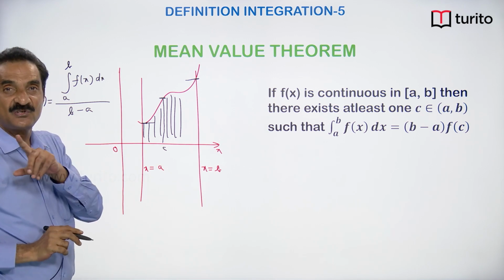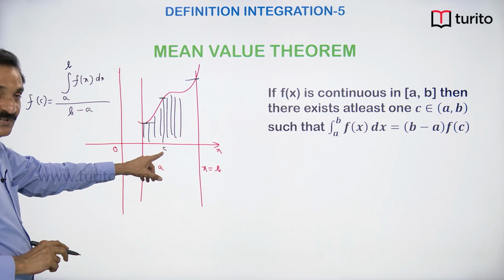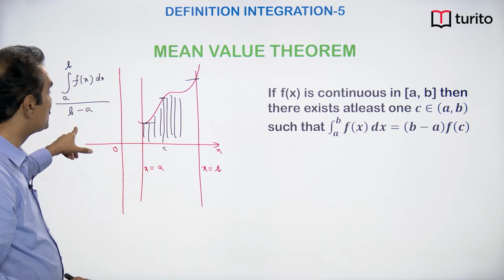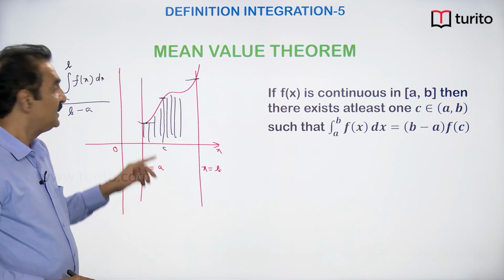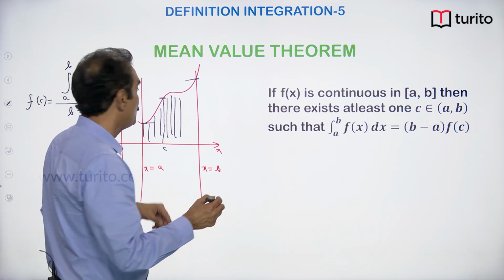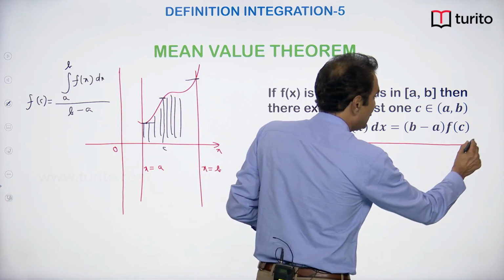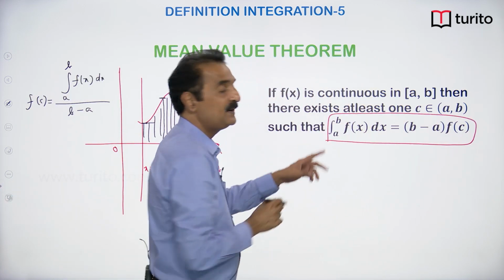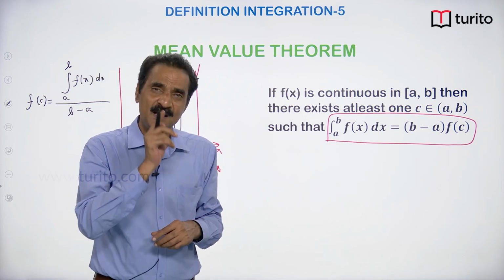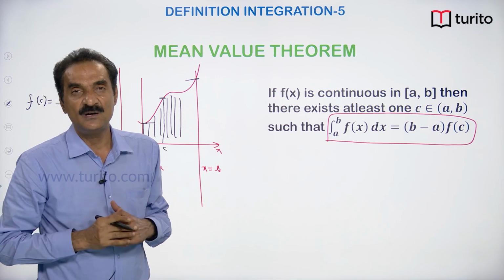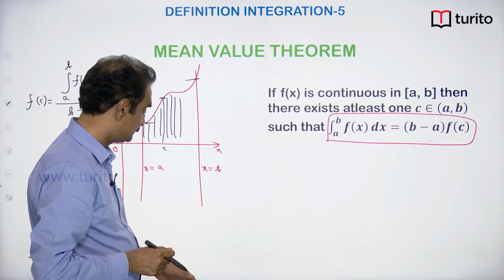There will be at least one point c such that f of c is equal to integral a to b f of x by b minus a. Cross multiplying by b minus a, we get integral a to b f of x dx will be equal to b minus a into f of c for at least one c in the interval a to b. This is called mean value theorem.